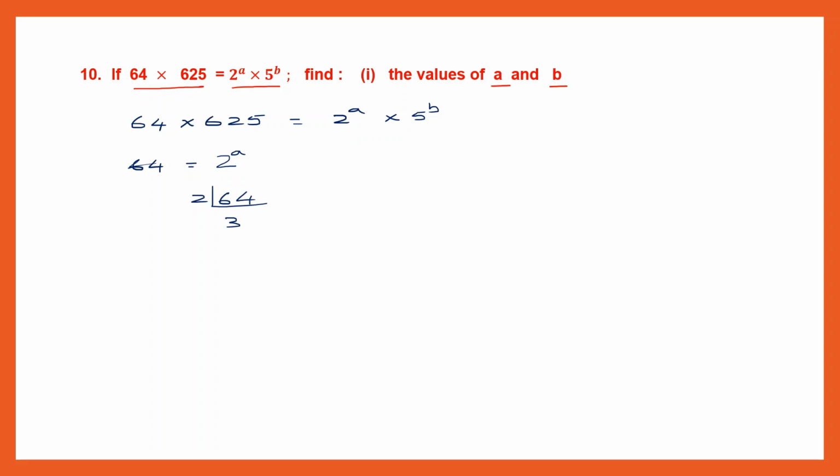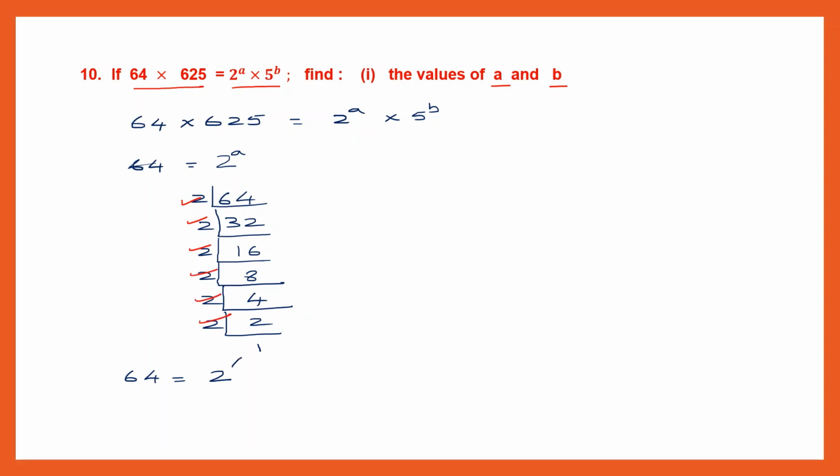2 3s are 6, 2 2s are 4. Now we have 32. We know 2 into 16 is 32. Now we know 2 8s are 16. Then 2 4s are 8. Then 2 2s are 4 and 2 1s are 2. So 64 is equal to 2 raised to the power of, how many 2's do we have? 1, 2, 3, 4, 5, 6. So 2 raised to the power of 6.